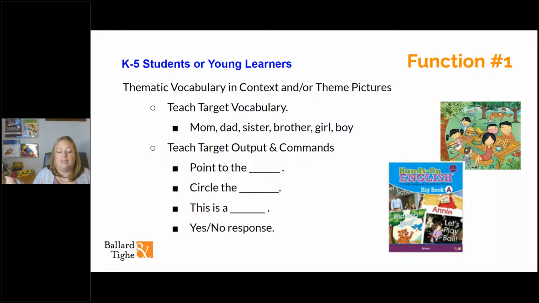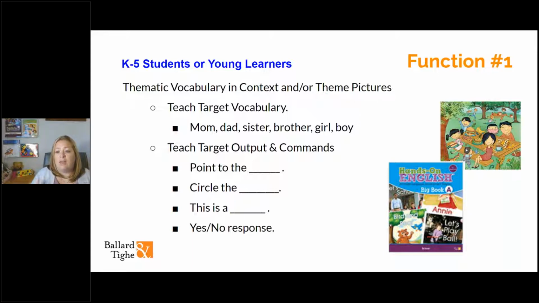So for this, it would be things like mother, father, sister, baby, brother, and then we can ask them, what do they see? And then see if they can identify some of the target vocabulary before you teach it to activate what prior knowledge they may have. But you're still teaching that same context.